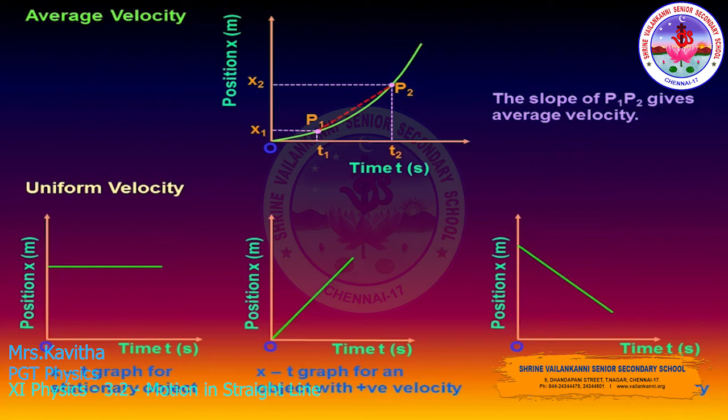See, the velocity decreases uniformly with time, and after some time it may become 0. It starts with an initial velocity u and goes on decreasing, right? So we can call it a negative velocity, right?